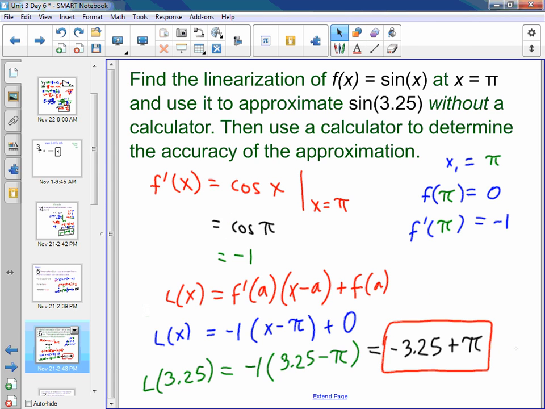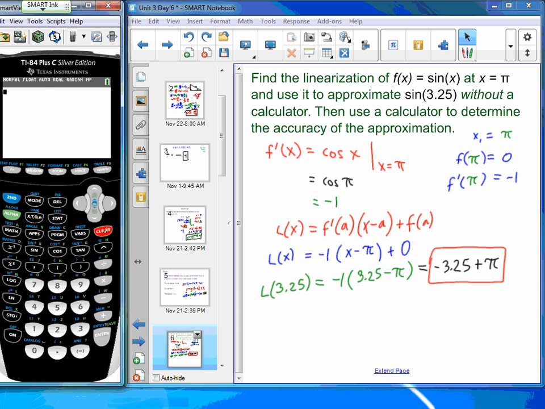Go to my emulator. I want to make sure we're in the right mode here. Okay, so I've got ratios up. Great. So we're going to go ahead and generate the sine of 3.25 and the calculator's approximation, which is giving us -0.108195135, and our linearization, which just uses a line to approximate that curved sine function, -3.25 plus pi, and we're getting, oh my goodness, -1.08406. So that's not too shabby, right?